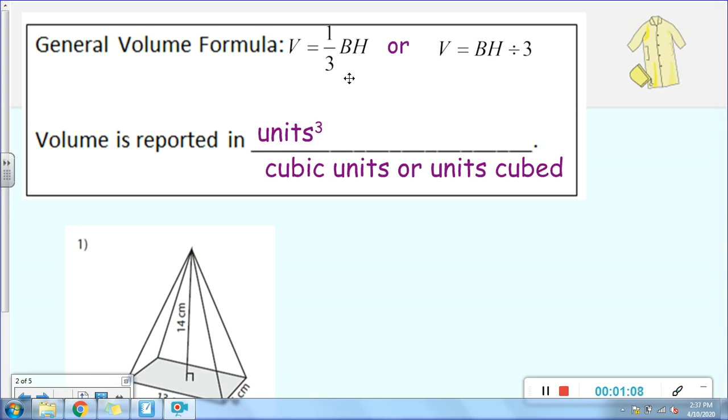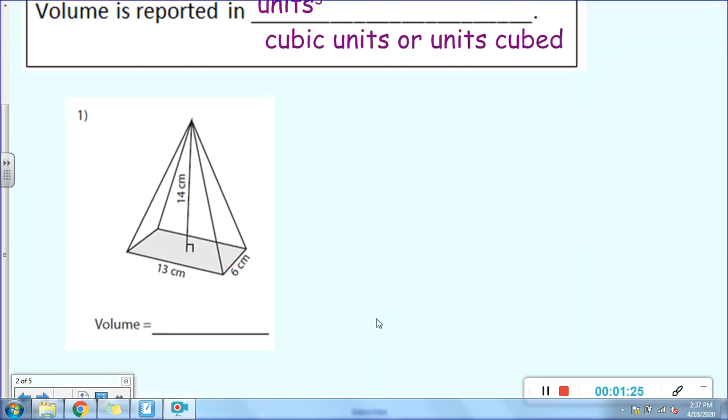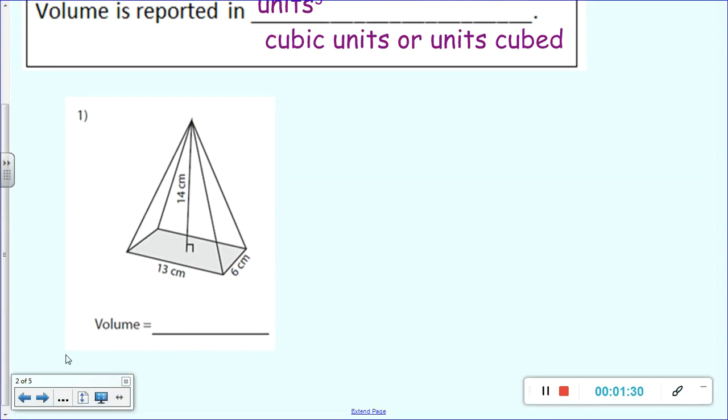The same thing works for cones and cylinders, and that's more of an 8th grade topic. With the circles involved, we're just going to stick to our triangles and rectangles and squares right now. And then again, because it's volume, we're still reporting in units cubed, or you can call it cubic units. Either way.